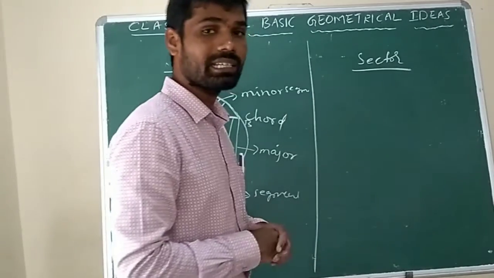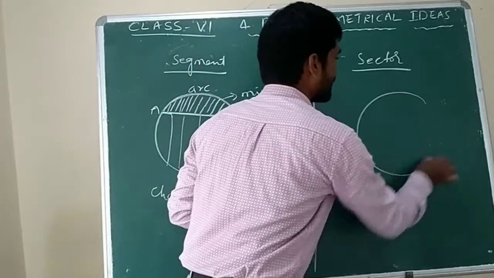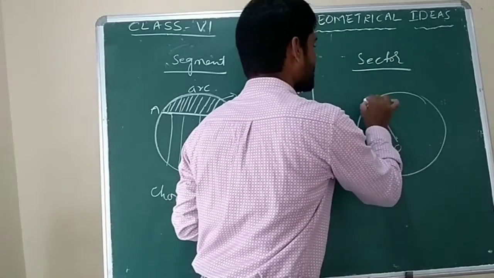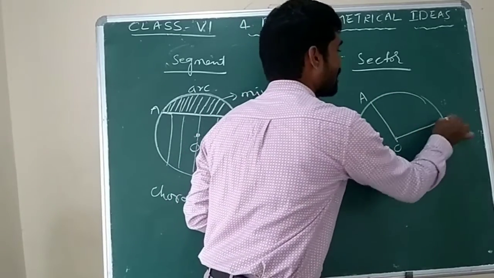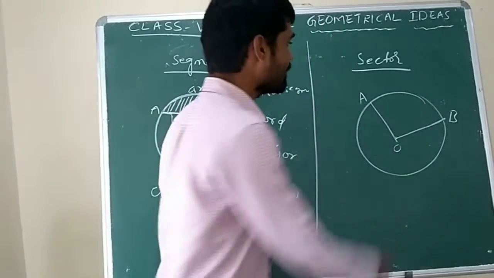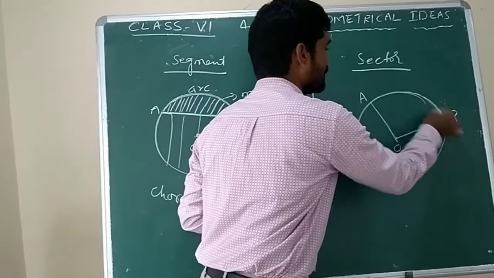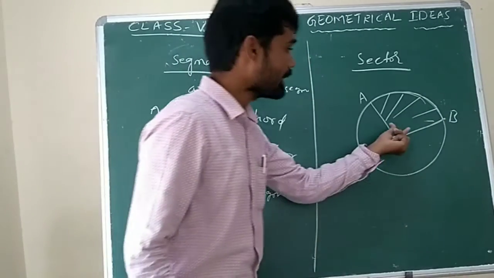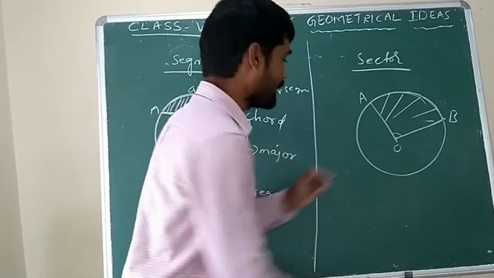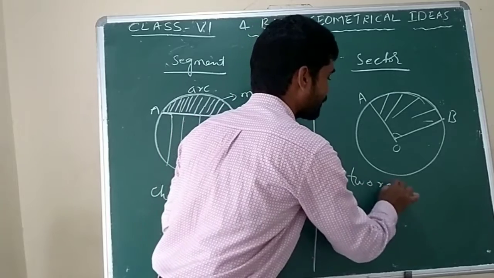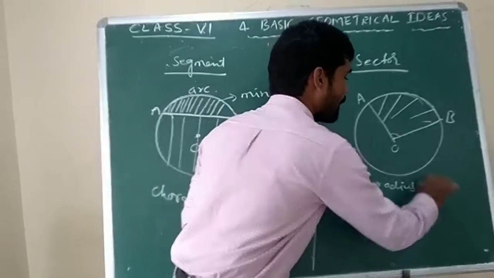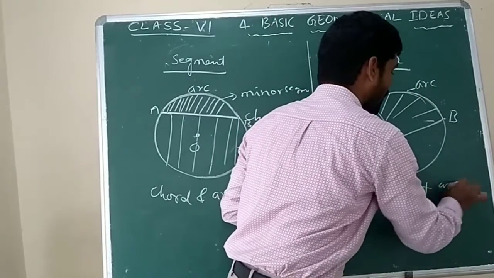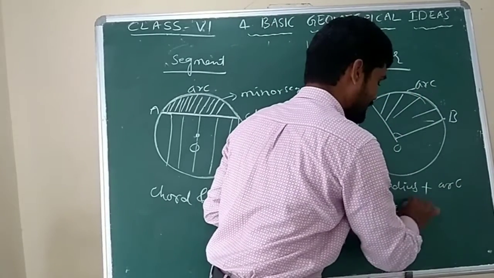Now let us see the sector. So what is a sector? In a circle, the center is O, OA is a radius, OB is a radius, and the part here, this part, also forms an angle. The area enclosed by 2 radii plus an arc is called a sector.